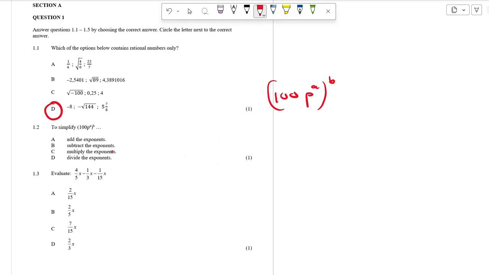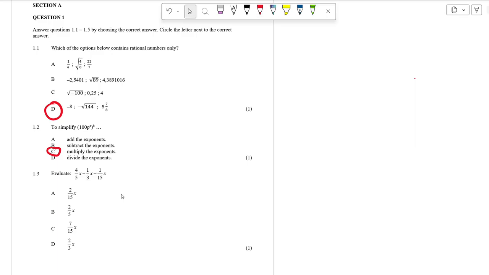Multiply exponents. Yes. It means our final answer is 100p. So A will multiply with B, you see? And also we have 1 here. That one will multiply. We will end up with 100 to the power of B multiplied by p to the power of AB. We multiply exponents every time. So our answer is C. And then we move on.